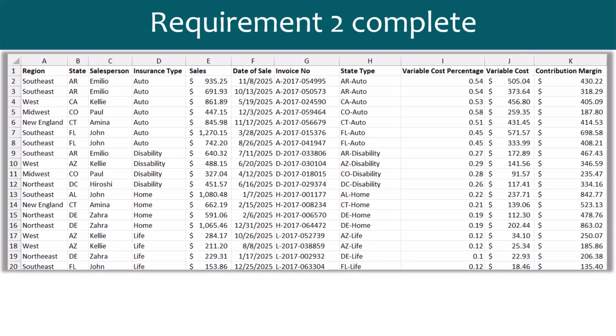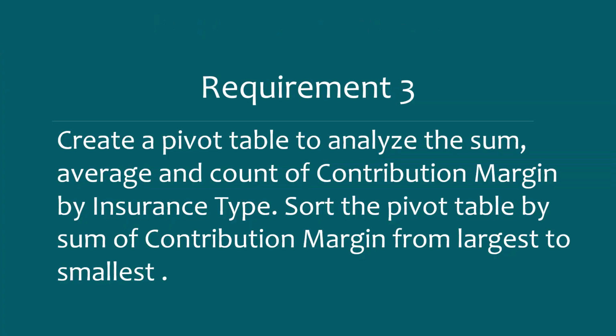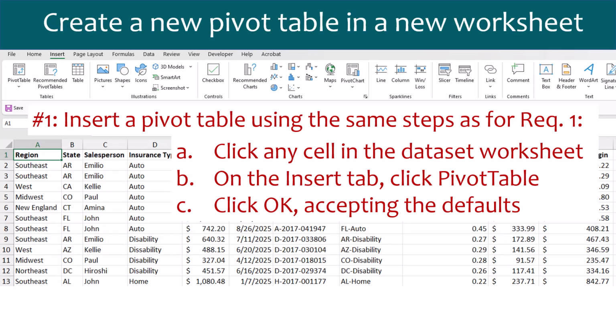Requirement 2 is complete. We use the VLOOKUP function to calculate the variable cost and contribution margin for each policy sold in the dataset. For the third requirement, we will create a pivot table to analyze the sum, average, and count of contribution margin by insurance type. Then we will sort the pivot table by sum of contribution margin from largest to smallest.